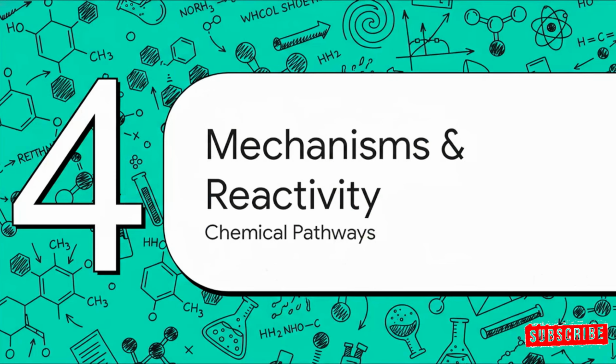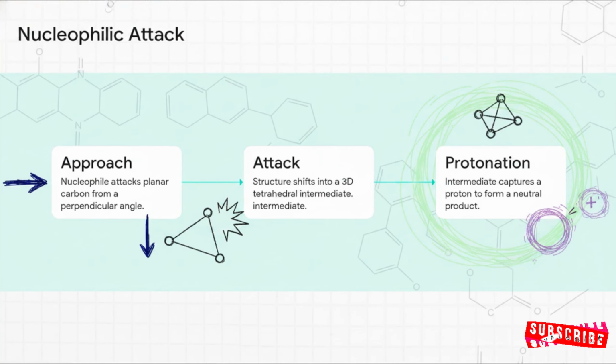Section 4. Mechanisms and chemical reactivity. The core mechanism of nucleophilic addition is incredibly highly tested, and this 3-step progression perfectly highlights the dynamic structural shift taking place. Because that carbonyl carbon is coplanar and flat, nucleophiles are forced to attack directly from a perpendicular angle. As the attack lands, the molecule visually pops up, rehybridizing from a flat 2D planar molecule into a 3D tetrahedral alkoxide intermediate. Finally, it captures a proton to form a neutral addition product.